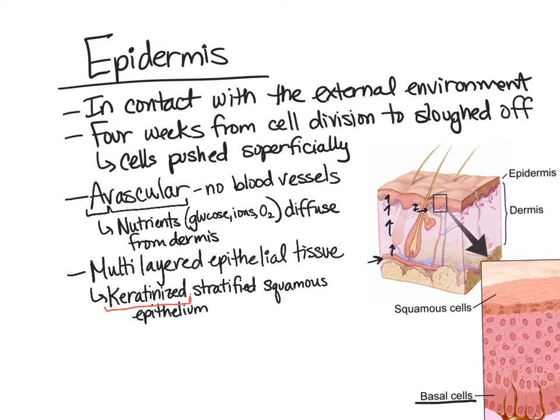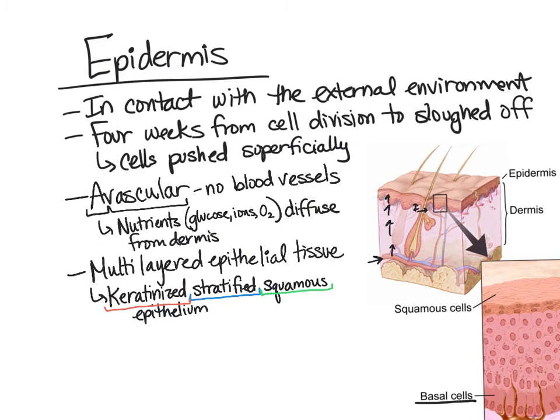The next term, stratified. Stratified means many cells. So it's not single layered, but many, many layers. And then the next term, squamous, are single, rounded, flat type cells. So we have many layers of flat, round cells that are filled with the protein keratin. So keratinized, stratified, squamous epithelium, that's a type of tissue.